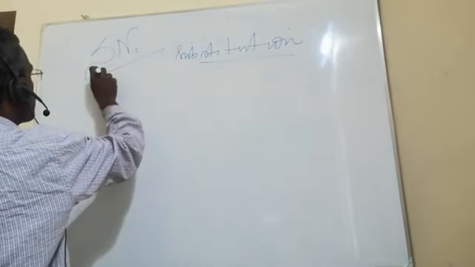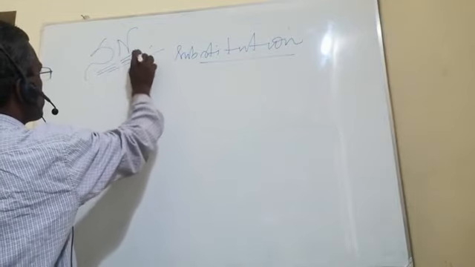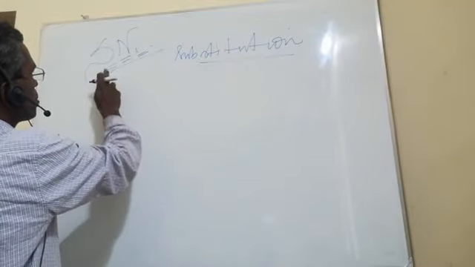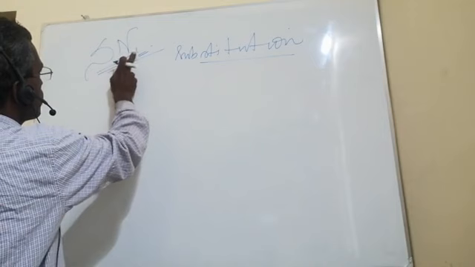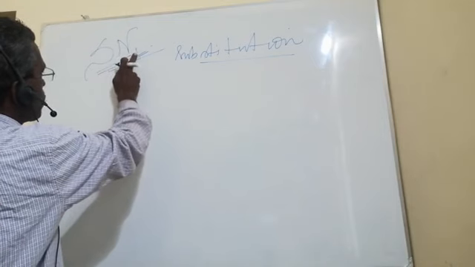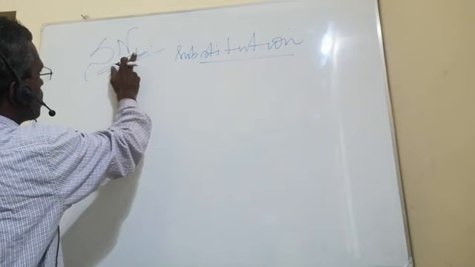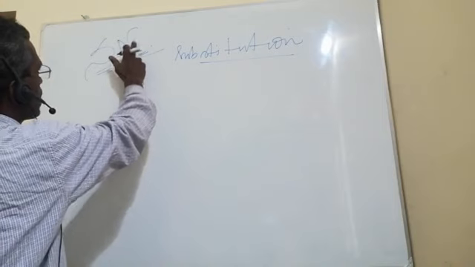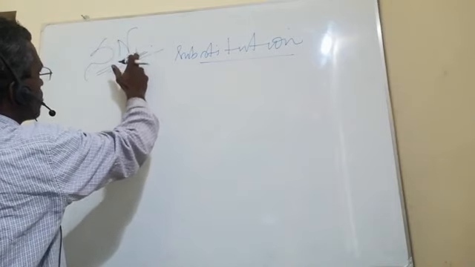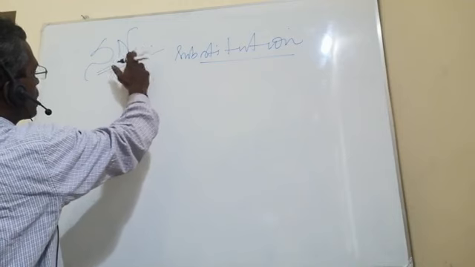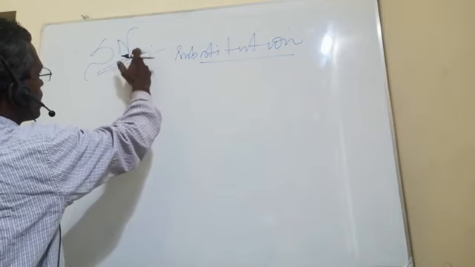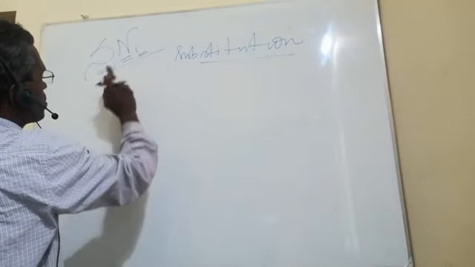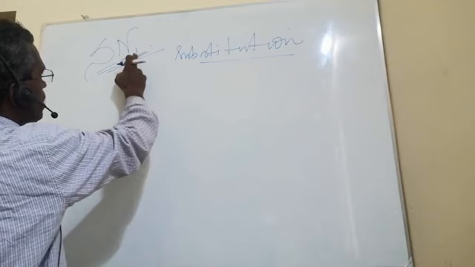Where S stands for substitution, N stands for nucleophilic, and 1 stands for unimolecular. Therefore, this reaction is a substitution, nucleophilic, unimolecular reaction. The one here implies the unimolecular nature of this reaction, because only one molecule is involved throughout the reaction. Of course, the second molecule is there, but that is purely solvent here. Therefore, this is substitution, nucleophilic, unimolecular.